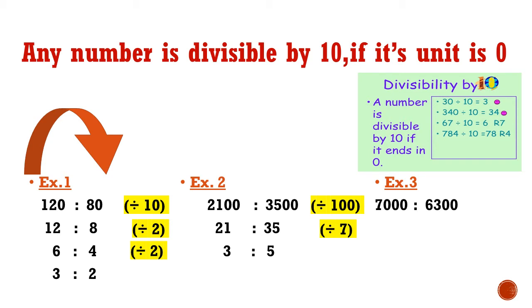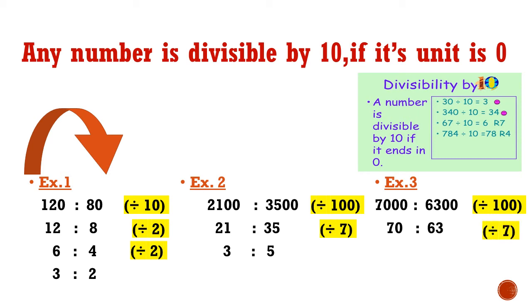Exercise 3. 7000 to 6300. The first term has 3 zeros, and the second term has just only 2 zeros. Then we divided here according to the least number of zeros. We divided both of them by 100. We get the answer 70 to 63.